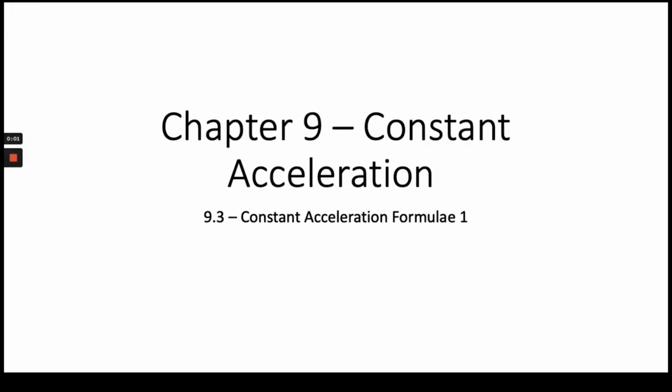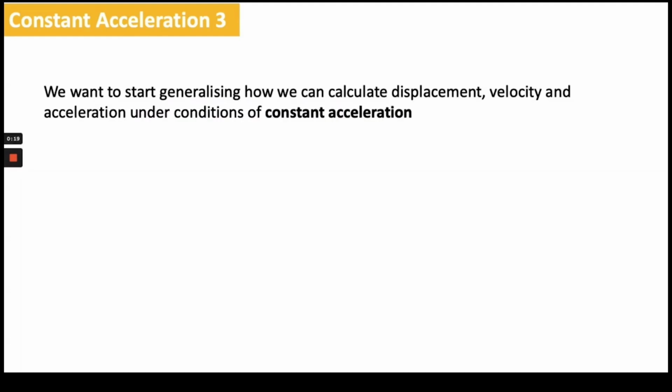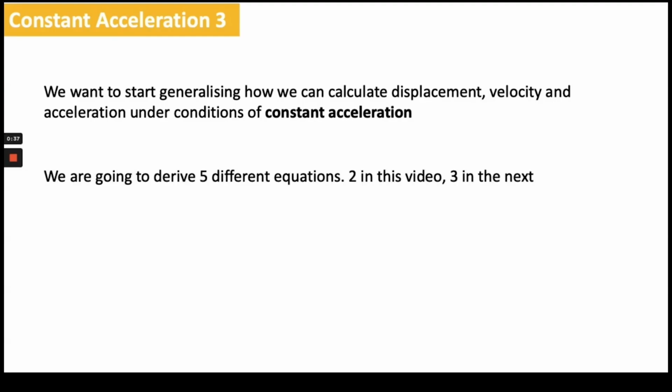Okay, so we're moving on with constant acceleration, and we're going to introduce some of the constant acceleration formulae in this lesson. So we've looked at displacement and displacement time graphs, and we've worked with displacement as a vector. We've looked at velocity and velocity time graphs, and we've worked with velocity as a vector. We're going to try and extend that, and we want to start generalizing to work with these variables under a very specific condition of constant acceleration.